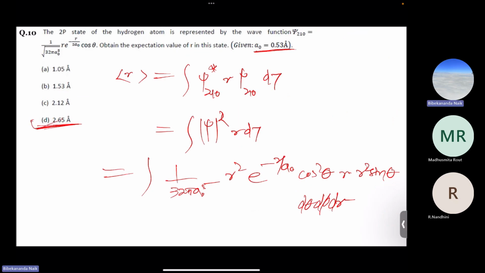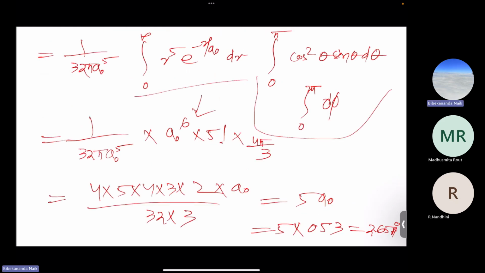So this will be the correct option. The expectation value of r in the state psi 210 is 5 a0, which is 5 into 0.53 Angstrom, which is 2.65 Angstrom.